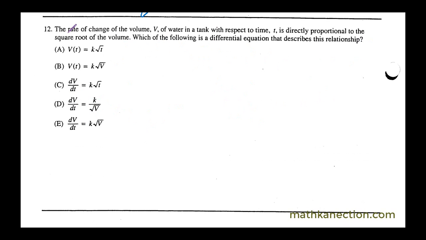So problem number 12, let's read. It says the rate of change of volume, and we're trying to write a differential equation. So A and B are not differential equations, and it talks about the rate of change of volume, which is going to be dV/dt. Then it says with respect to time, is directly proportional. So directly proportional means we're going to multiply by some constant. So that's going to be equal to k times something.